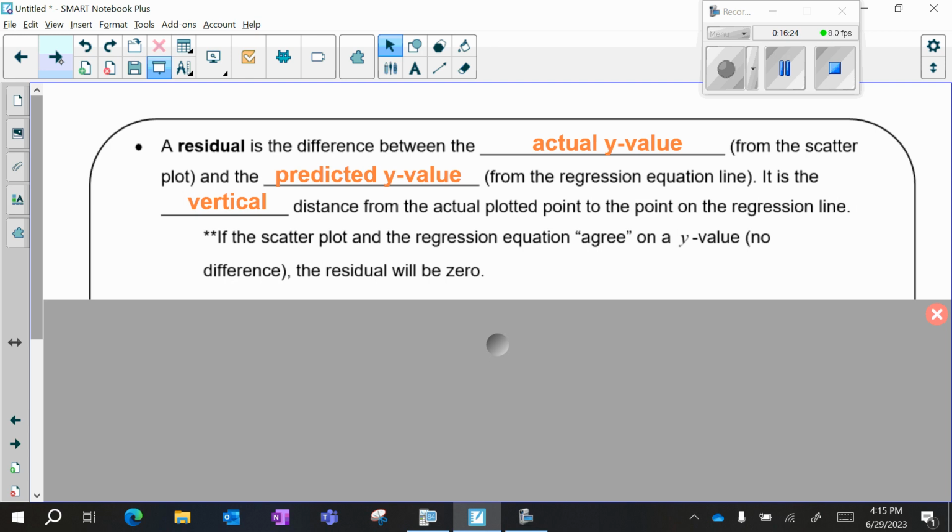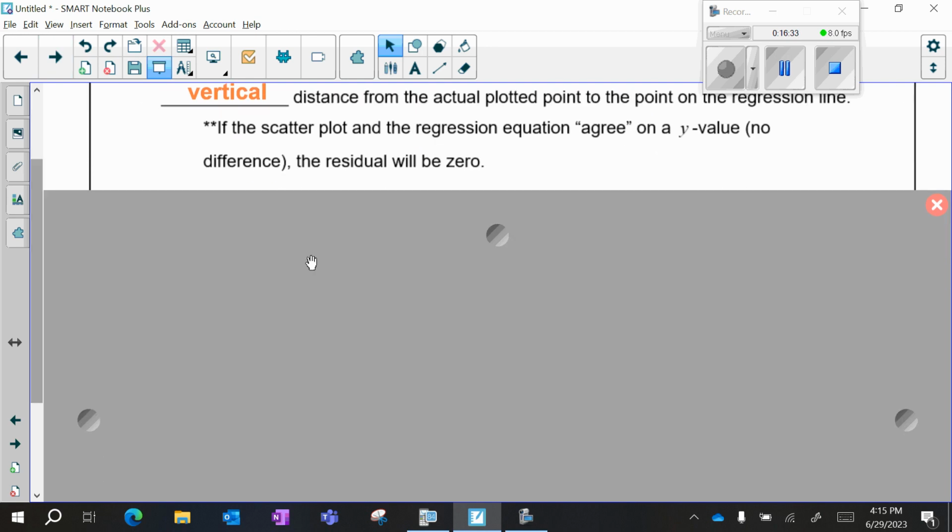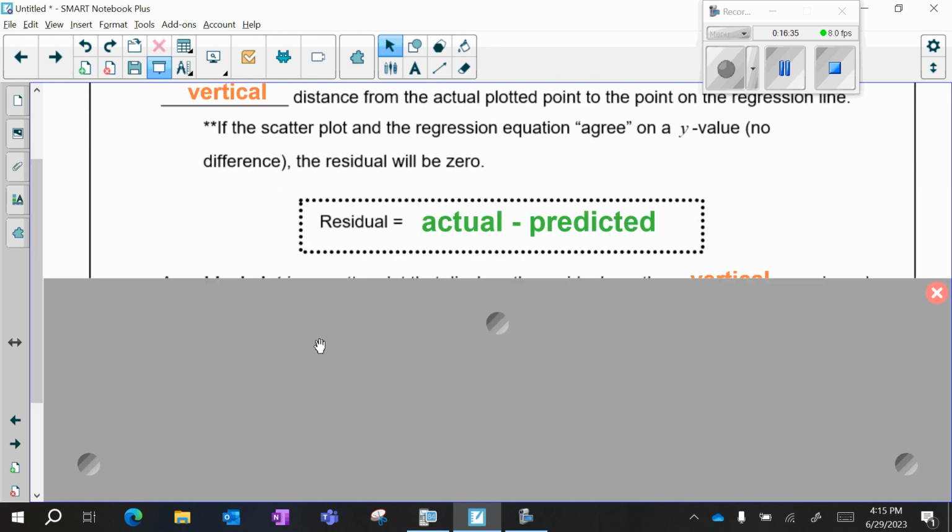And it is the vertical distance from the actual plotted point to the point on the regression line. If a scatter plot and the regression equation agree on a Y value, meaning there's no difference, a residual is going to be 0. So in order to find a residual, if you had to do it by hand, it would be actual minus predicted. Always talking about Y values here.